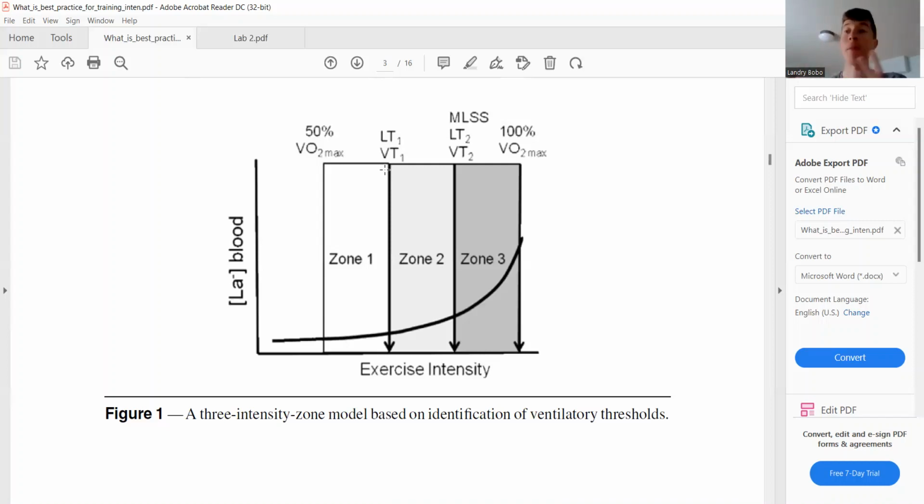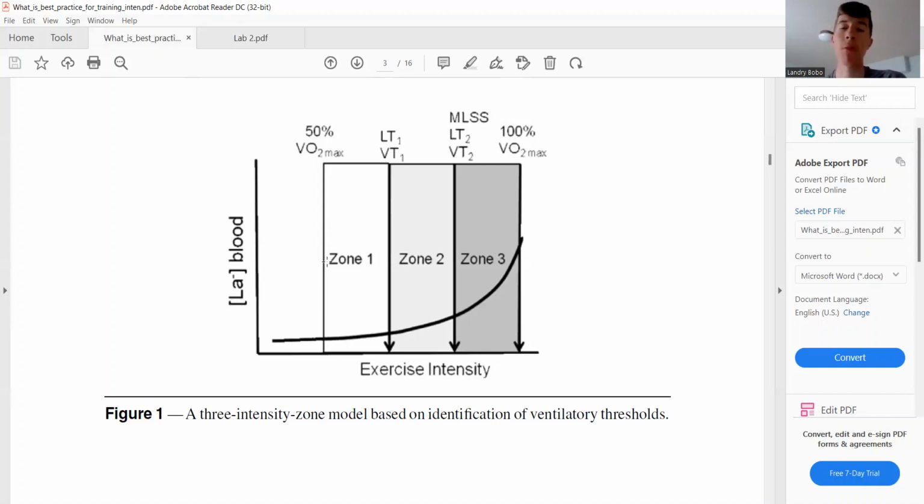So, it doesn't matter how good your FTP is or your 5 minute power is or your sprint is. If you get to the end of a 3 hour race and you're completely empty, it doesn't really matter because you're going to be bonking. So that is one reason why we want to train within this zone, is to improve our fat burning capabilities.